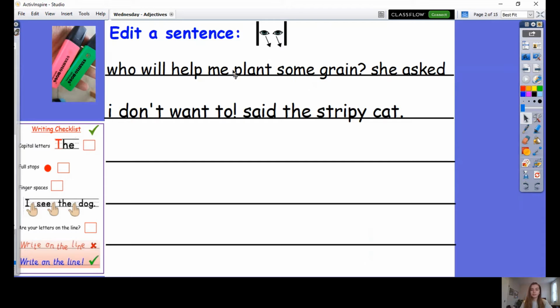Who will help me plant some grain? She asked. I don't want to, said the stripy cat. So I need your help to edit the sentence. Using your writing checklist, you are going to pause the video and you have 2 minutes to spot those mistakes. Off you go.